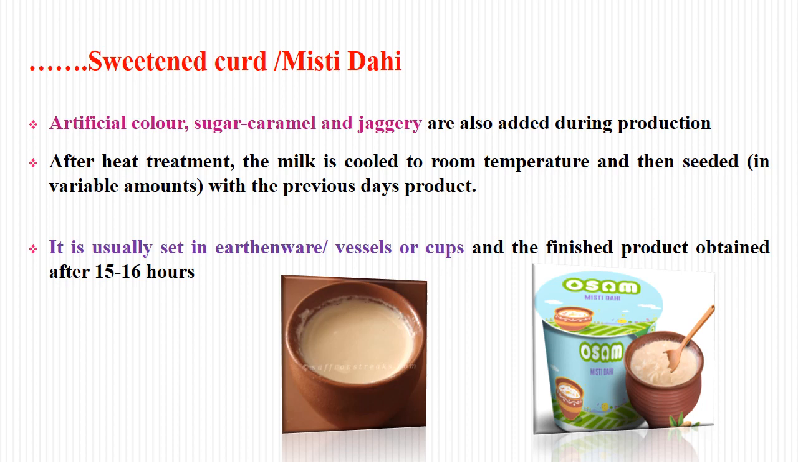Generally the amount varies, and the culture is the previous day's product or dahi. It is usually set in earthenware or earthen vessels or cups. For bulk quantity it is used in bigger vessels, or it can be put in individual cups, and then the finished product is obtained after 15 to 16 hours. Because it is sweet, the culture growth will be slow because sugar is added, and it takes more time to be ready. So these are some more details about the misti dahi.